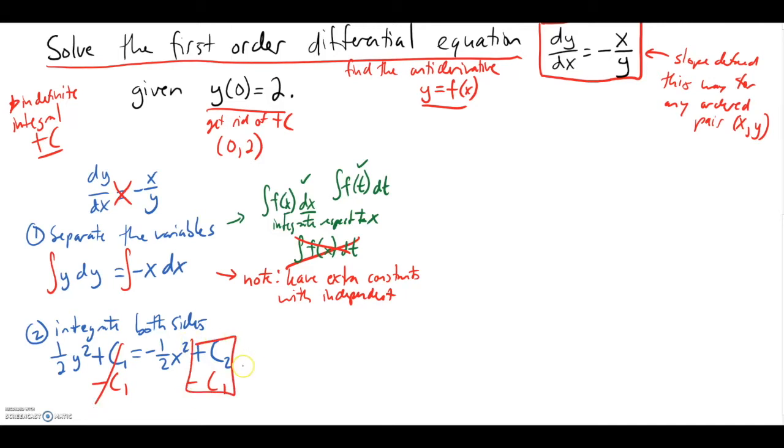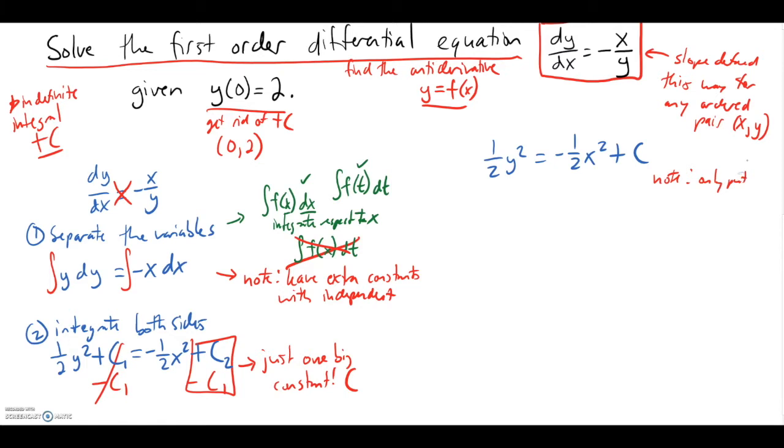I'll be taking one constant minus a different constant, and realize that this is just one big constant, or one big c. And really my equation will just become 1/2 y squared equals negative 1/2 x squared plus some constant. And make a note, now that you've seen why I can do this, only put your plus c on the independent side. Don't worry about putting it on the dependent variable side.